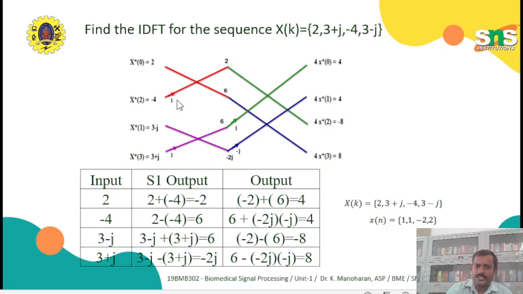Now look at the twiddle factor. In the first stage, both twiddle factors will be 1 only. So we just multiply with this twiddle factor, and the result is added for this leaf and subtracted for this leaf. Look at this. The first input is 2 and another input is minus 4.